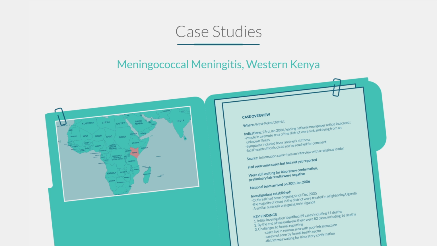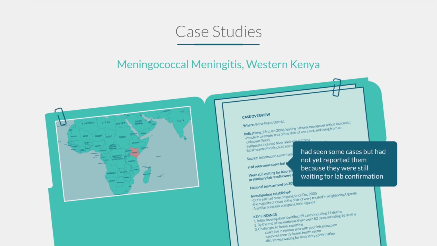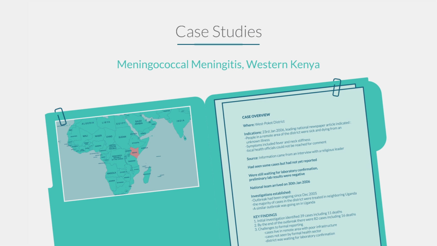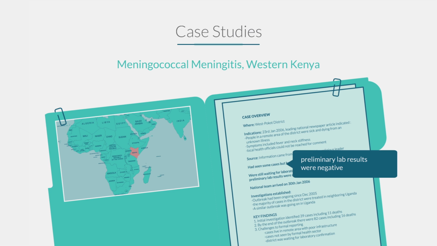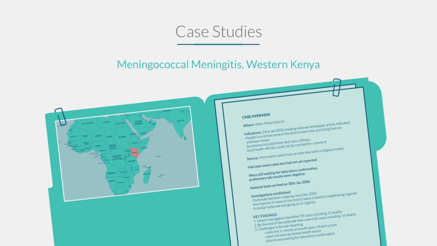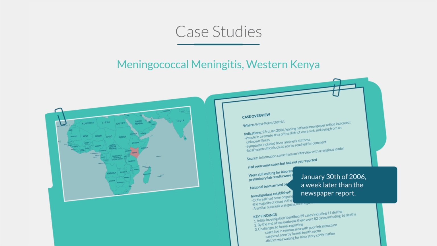When district health officials were contacted, they said that they had seen some cases of meningococcal meningitis-like illness, but had not yet reported them because they were still waiting for laboratory confirmation. When they did receive preliminary lab results, they were negative for Neisseria meningitidis. A national disease investigation team was called in. The team arrived on the scene on January 30th of 2006, a week later than the newspaper report.